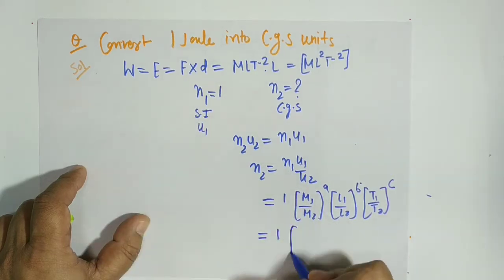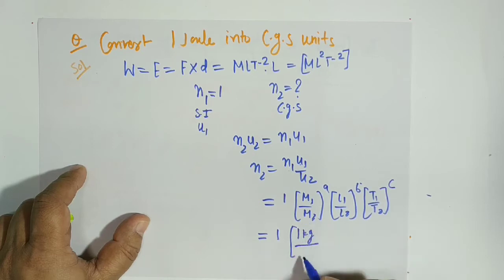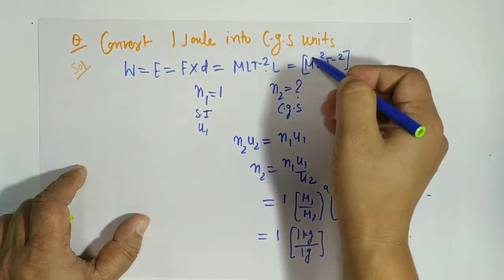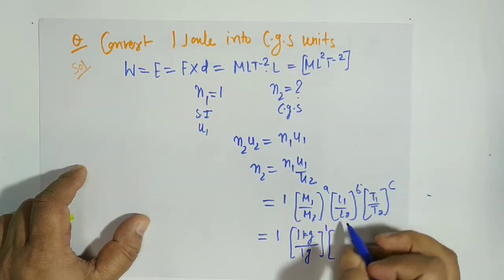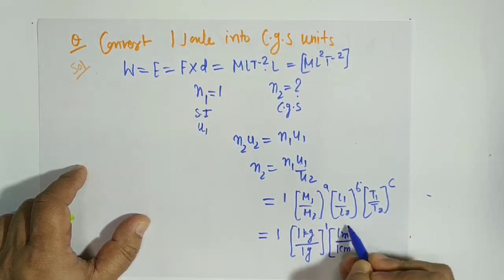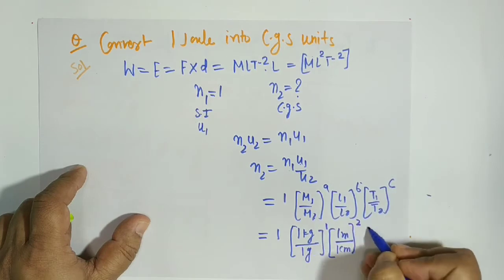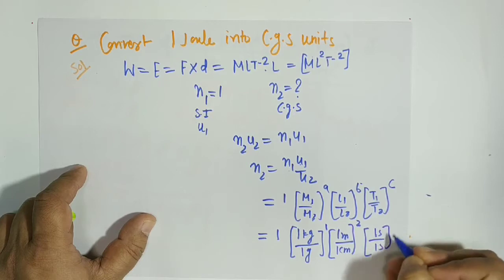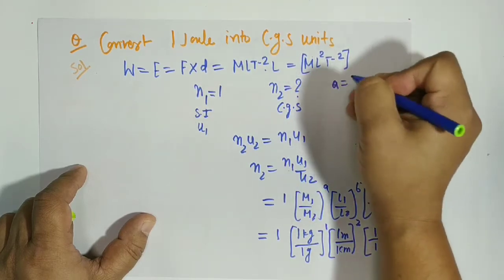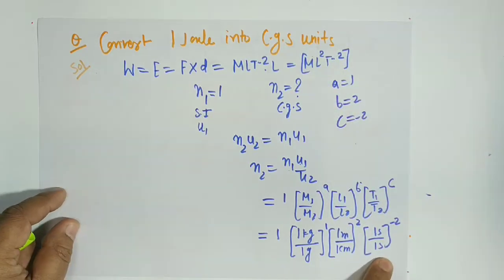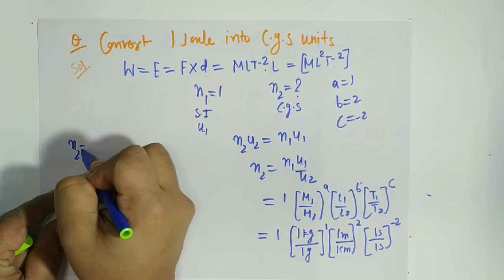Now U1 is in SI. So in place of M1 I will write 1 kg, in place of M2, 1 gram, CGS. What is A? 1. In place of L1 I will write 1 meter, in place of L2, 1 centimeter. What is B? 2. In place of time I will write 1 second. Time will remain the same, with power minus 2, because A is 1, B is 2, C is minus 2. Are you getting it or not? So I'll put it like this. Can you find N2? Yes, 1.